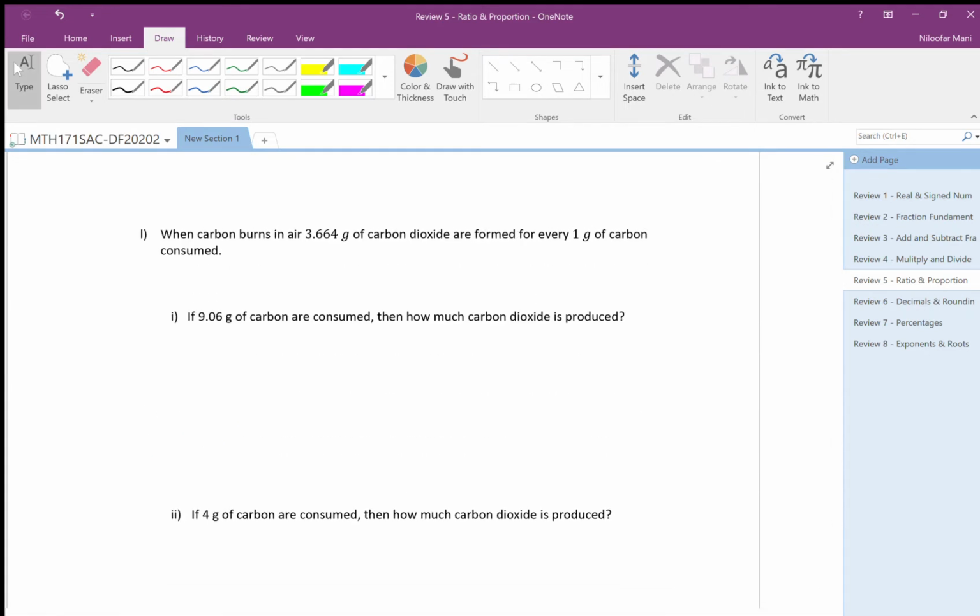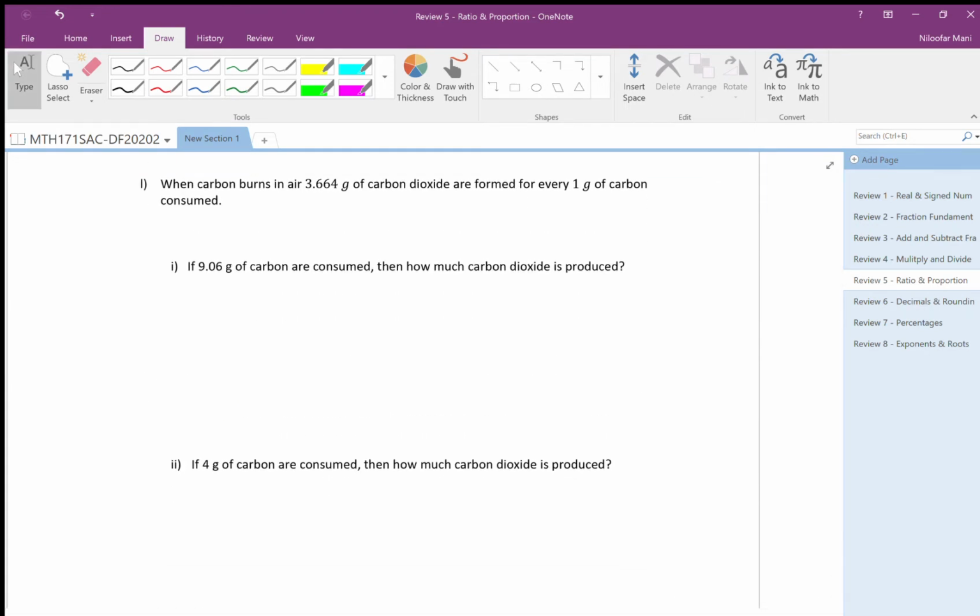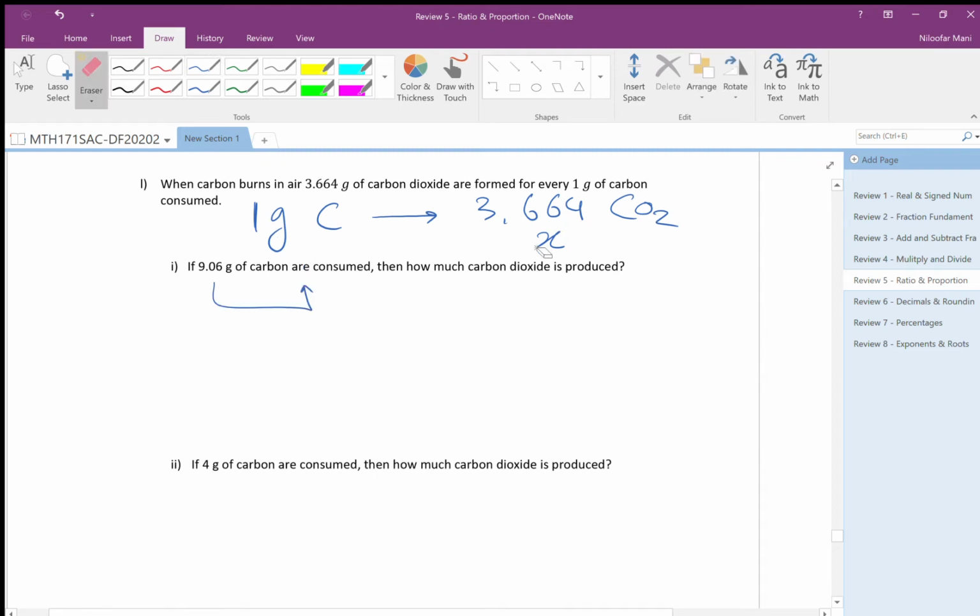How about this question? When carbon burns in air, this many gram of carbon dioxide are formed for every 1 gram of carbon. So 1 gram C is making 3.664 gram carbon dioxide, CO2. I can't keep this in my mind. This is the first piece of information, the first ratio. The condition is the same, the situation is different. So go to the next situation. This many gram consumed means this. How much of this is produced? So I have this one and I'm looking for this one.